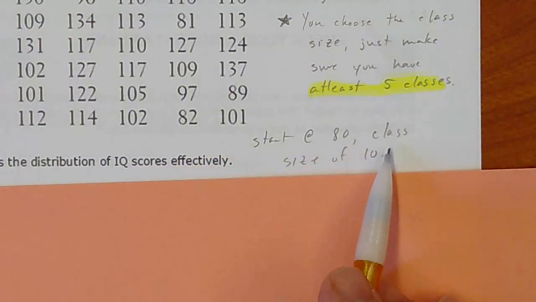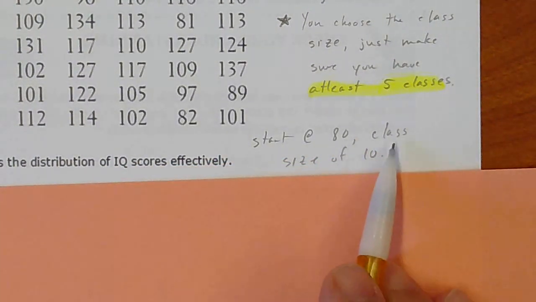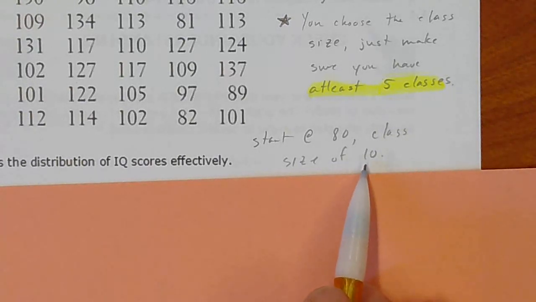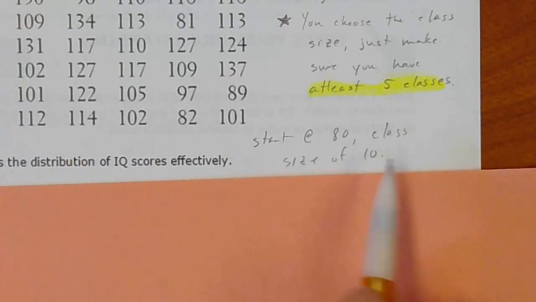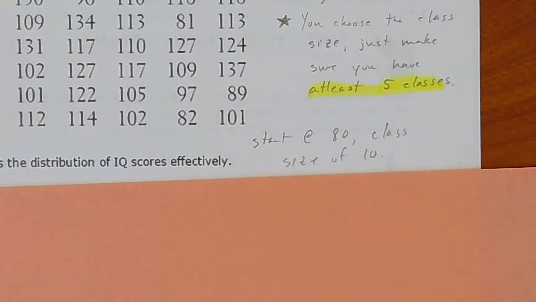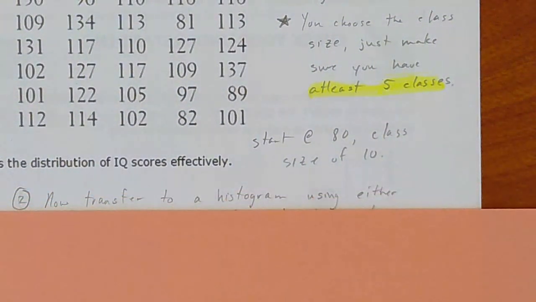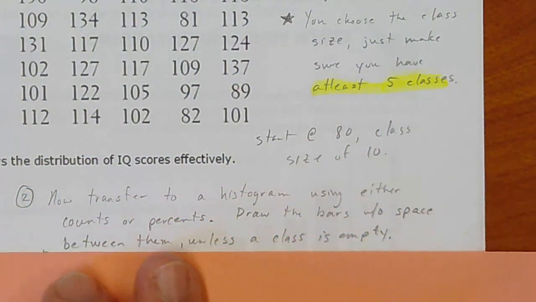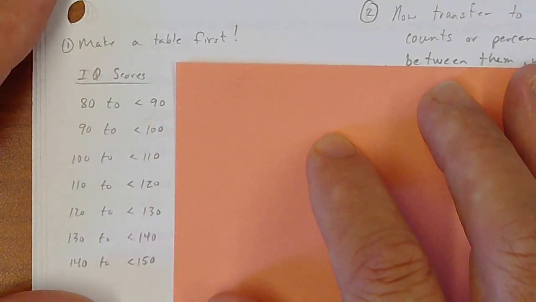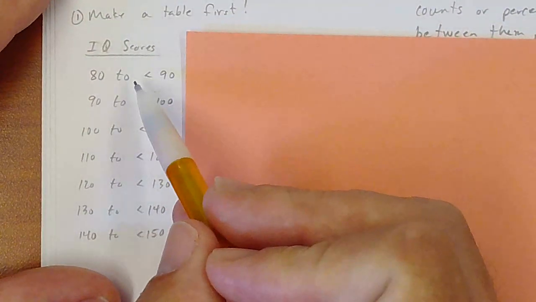All right, let's stay together on this. Let's start at 80, a nice clean number, and a class size of 10. Start at 80, class size of 10. So what we have to do first is organize this into a table. I'm going to get the table going for you and then let you go on this. So step 1, make a table. I did it over here. Make a table first. IQ scores.